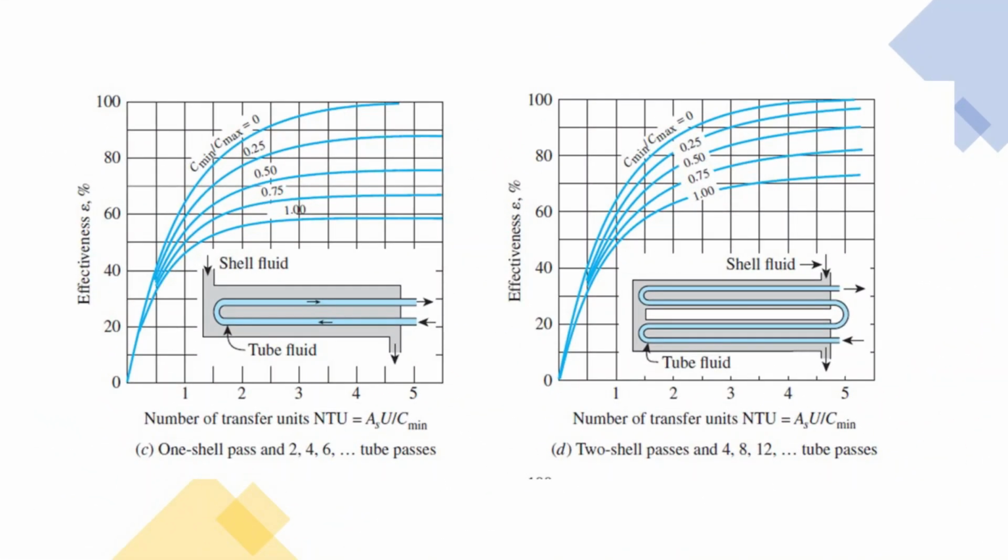Graphs C and D are for the shell and tube heat exchanger. Graph C is for the one shell and multiple tube passes. The tube is multiplied by 2. Figure D is for the two shell and multiple tube passes. The tube is multiplied by 4.